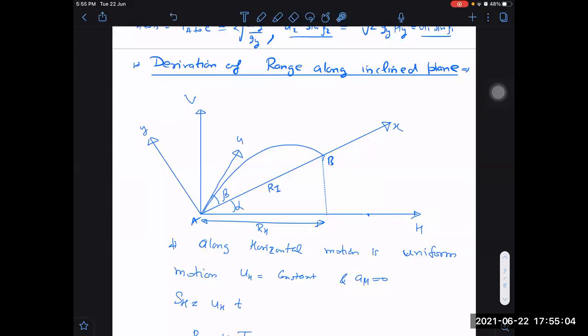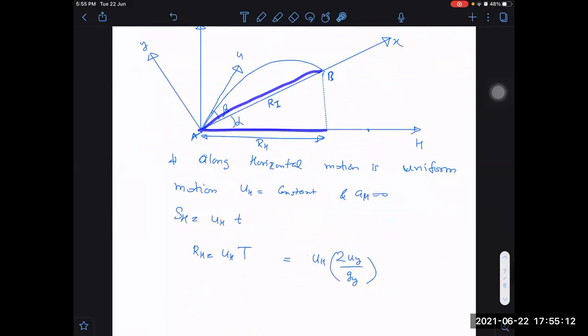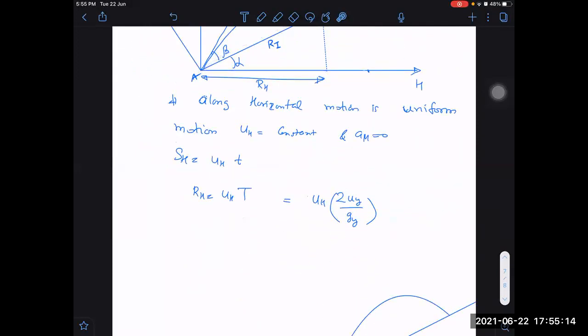Why do I take these axes? I will give you the reason for that. Because RH is easy to determine, and from RH, we can determine RI also. How? Let me tell you how. Along horizontal, motion is uniform, right or not? Along horizontal, comma, give a pause. Otherwise it appears as along horizontal motion, not like that. Along horizontal, motion is uniform motion.